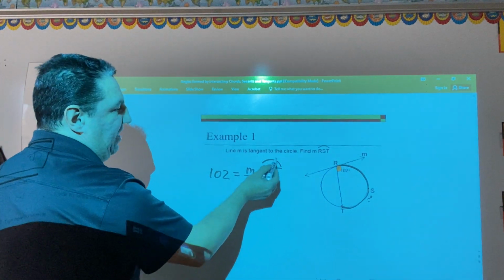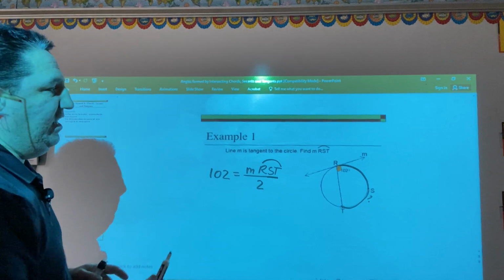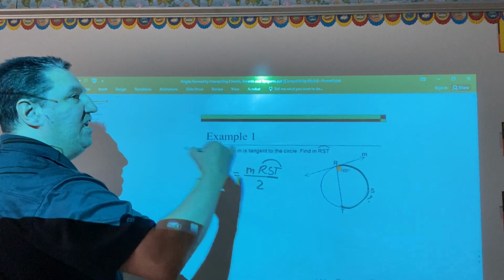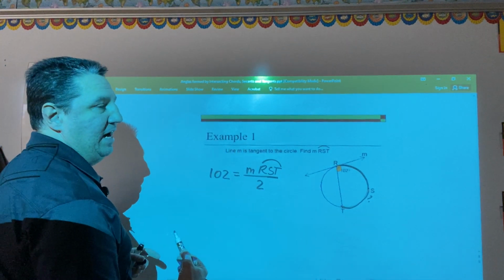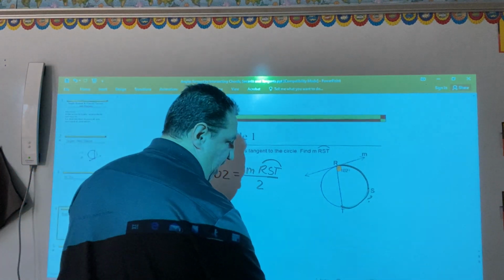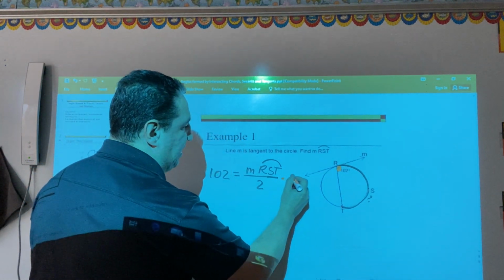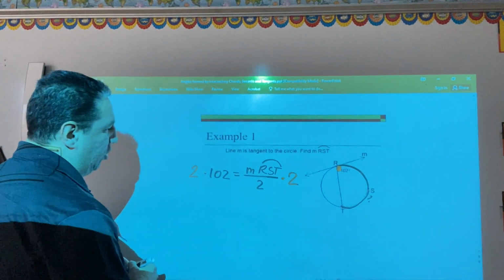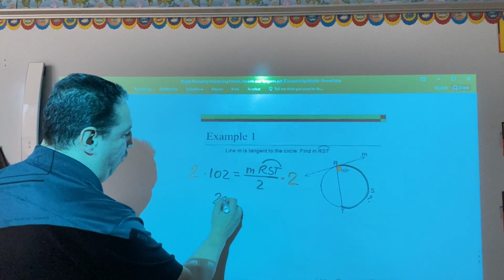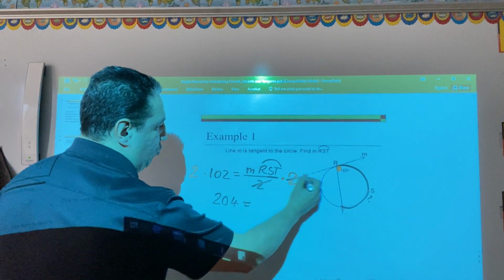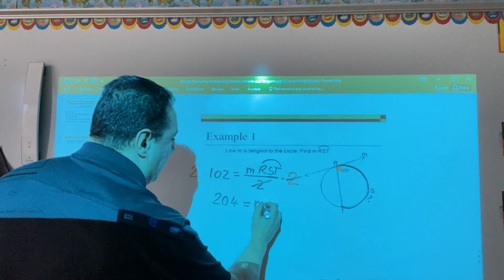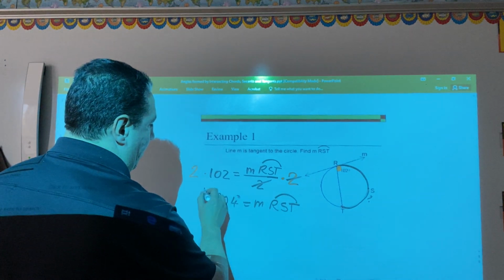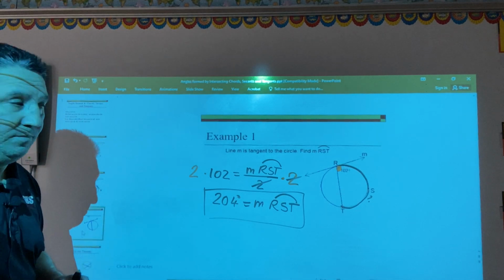Now, to find the measure of RST, we have to get rid of the 2 in the denominator. How? By using the inverse operation of division, which is multiplication. So, if we multiply both sides by 2, we get 2 times 102 is 204. These 2s cancel, divide out, and that equals the measure of arc RST. And this is the answer. Good.